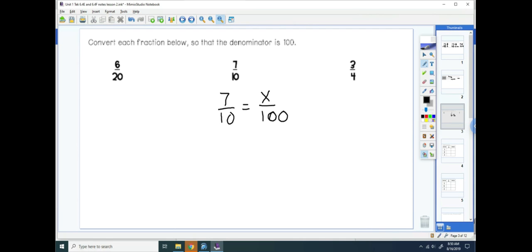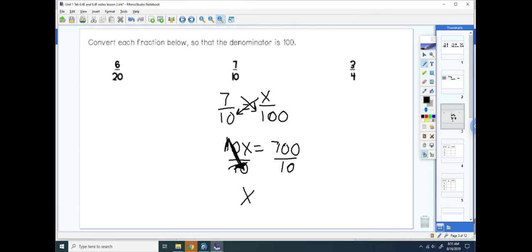Okay, so you're going to cross multiply. X times 10 is 10x. 7 times 100 is 700. I have to figure out what 10 times something gives me 700, so I'm going to divide 10 into 700. These cancel, this side cancels out, leaving me a big 1, x. So that just becomes x.